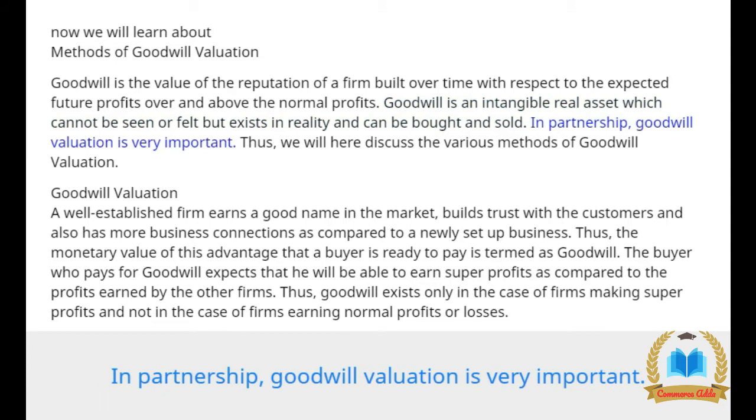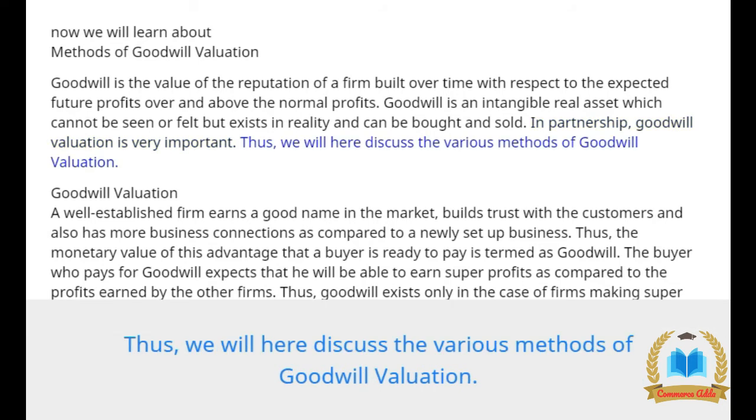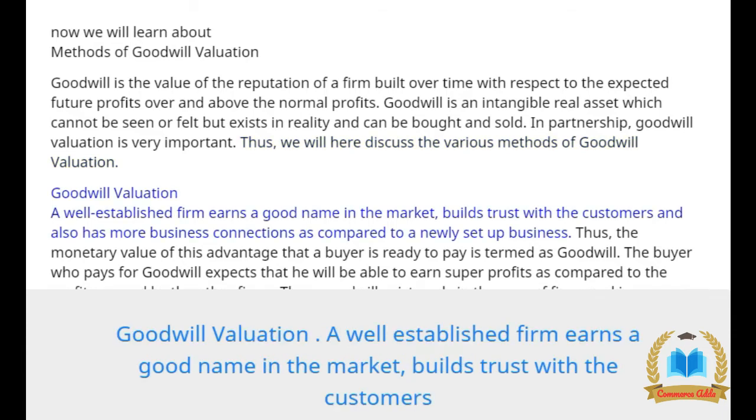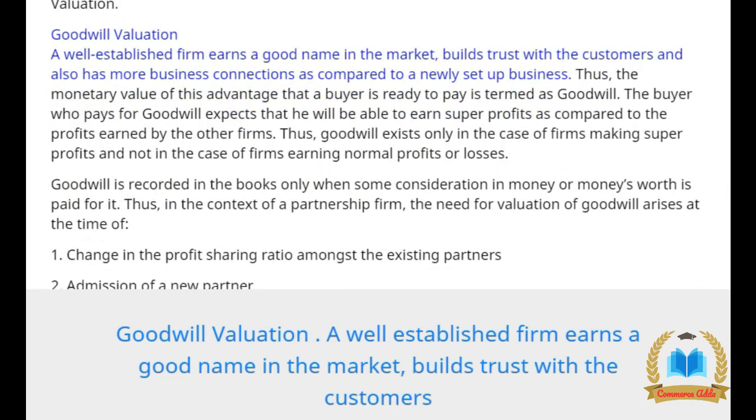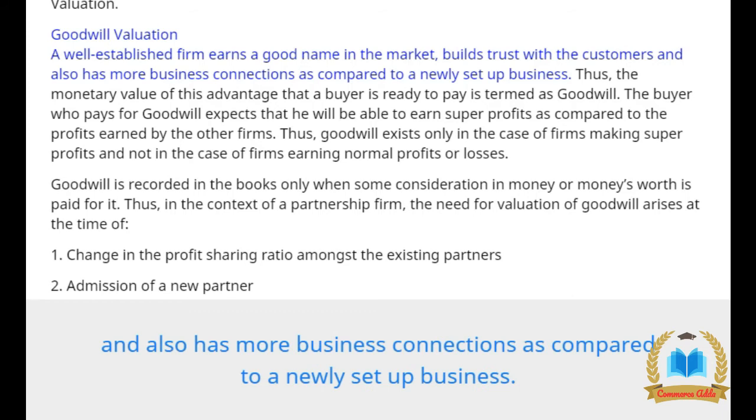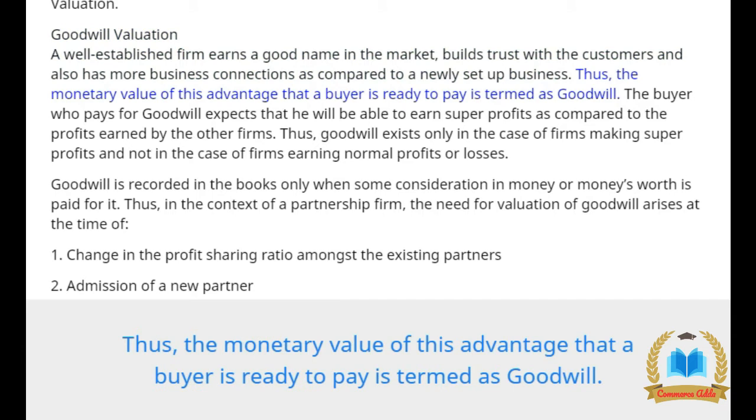In partnership, goodwill valuation is very important. Thus, we will here discuss the various methods of goodwill valuation. A well-established firm earns a good name in the market, builds trust with the customers and also has more business connections as compared to a newly set up business. Thus, the monetary value of this advantage that a buyer is ready to pay is termed as goodwill.